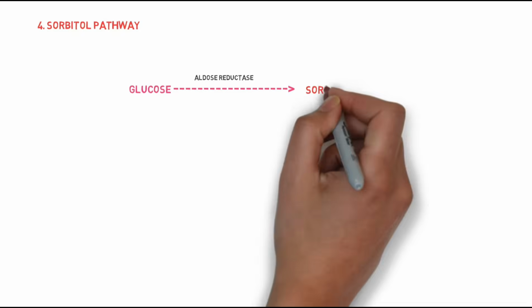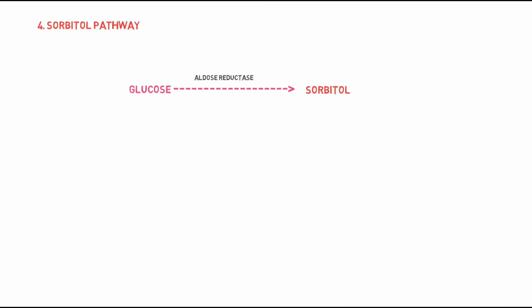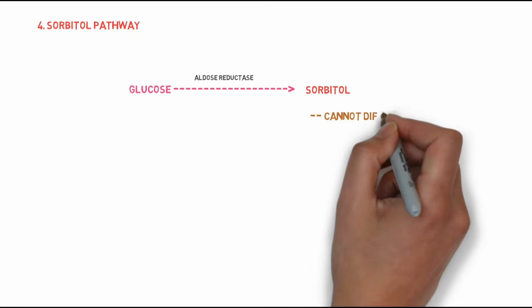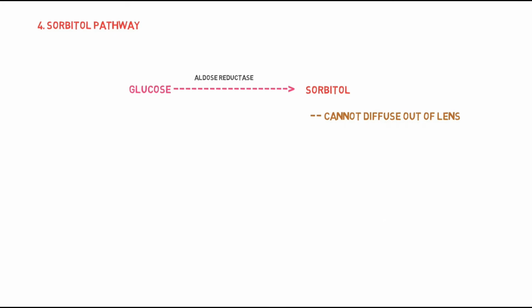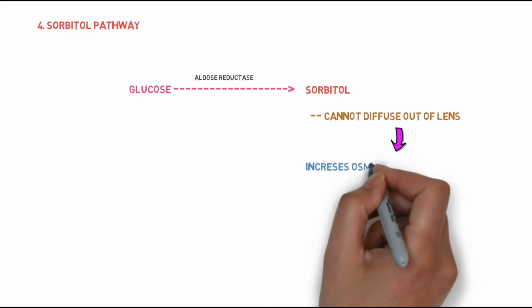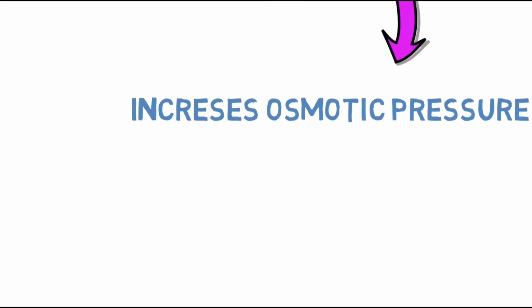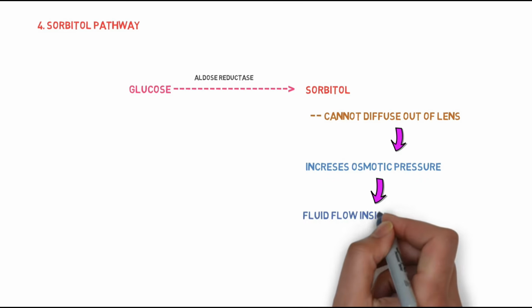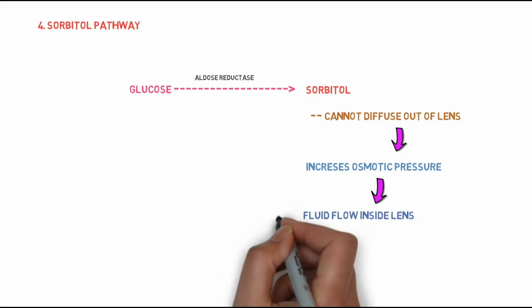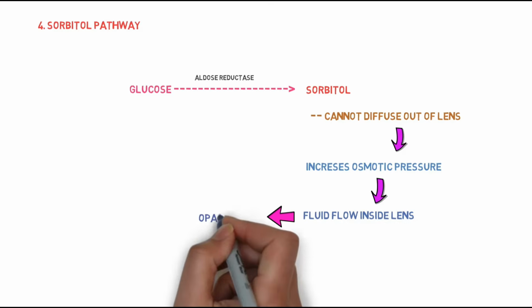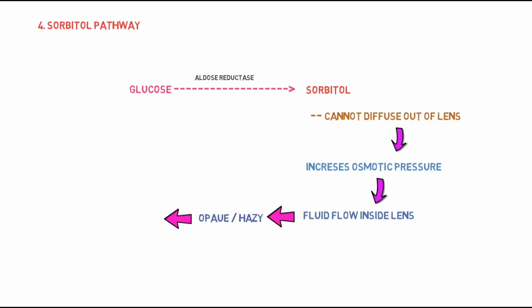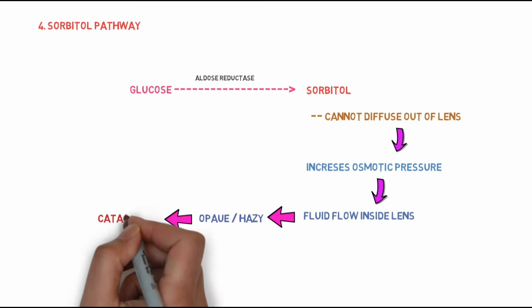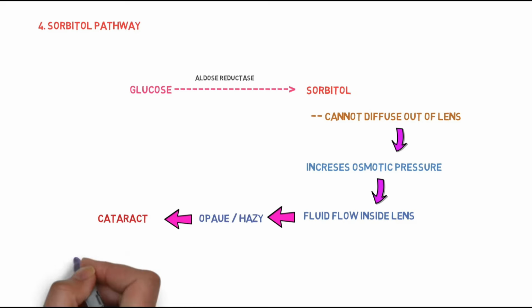The major problem with the sorbitol pathway is that sorbitol cannot diffuse out of a lens, and because of that there is a gradual increase in osmotic pressure, and due to the increase in osmotic pressure the fluid from outside starts flowing inside, and therefore there may be complications of opacity or haziness of a lens, and finally it ends with cataract. The sorbitol pathway is mainly active in diseases like diabetes mellitus or galactosemia.